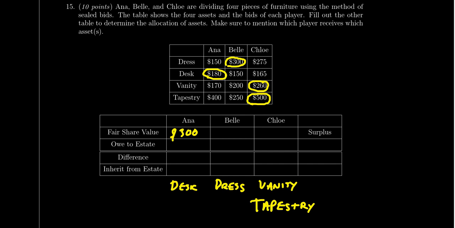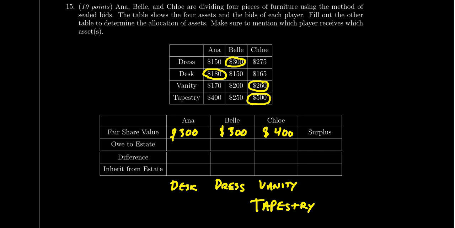Okay, what about Belle? Well, Belle bid $300 for the dresser, $200 for the vanity, $150 for the desk, and then $250 for the tapestry. That gives Belle also a total of $900, which if you divide by three, is where you get $300. And then finally, Chloe bid $275 for the dresser, $165 for the desk, $260 for the vanity, and then $500 for the tapestry. If you add that all up, that gives a total of $1,200, for which, if you divide by three, you end up with $400 being what Chloe sees as a fair share.